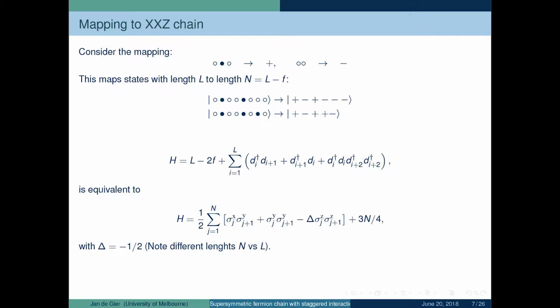So under that mapping, you find that this Hamiltonian is equivalent to the appropriate sector of the spin chain Hamiltonian, the XXZ spin chain, with delta equals this notorious value minus a half. And we have to always be very mindful that this fermionic chain has length L, and the spin chain has length N, where N is L minus the number of fermions of the sector that you're looking at. But anyway, in this way, the two spectra are related.